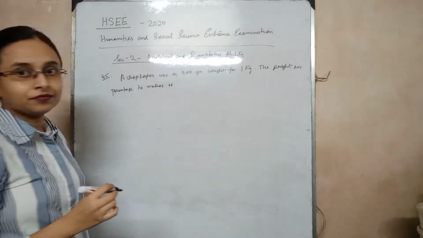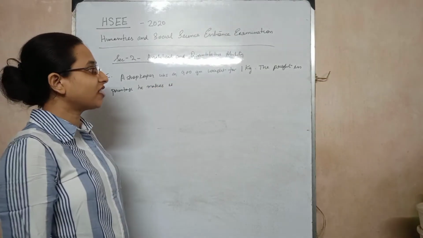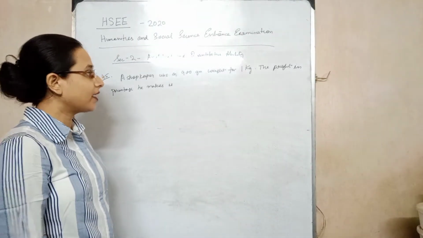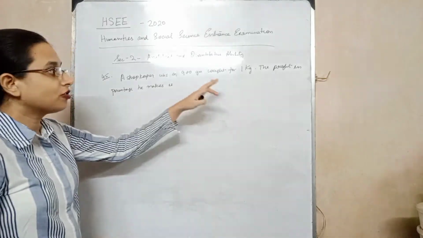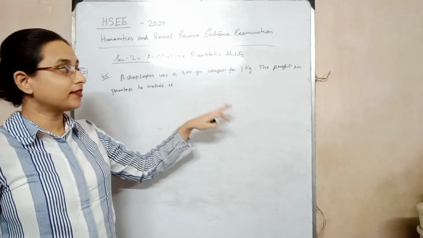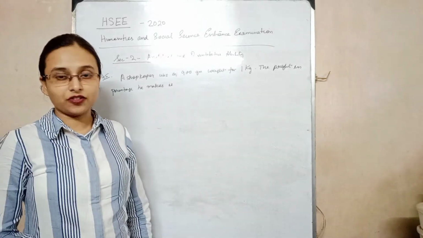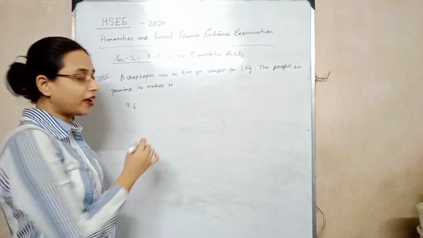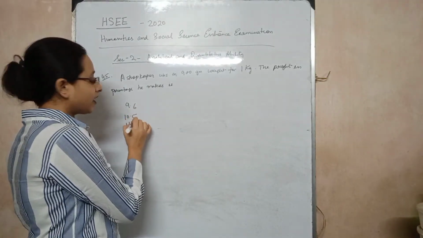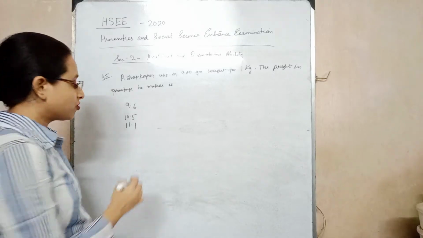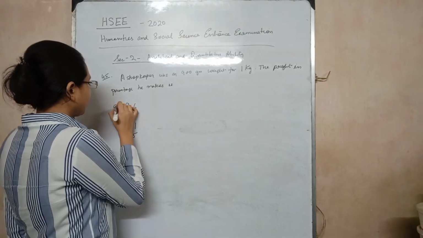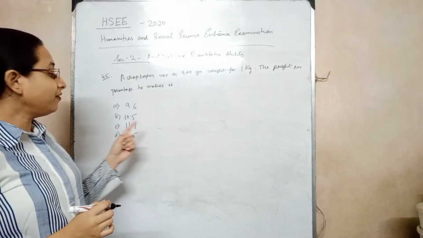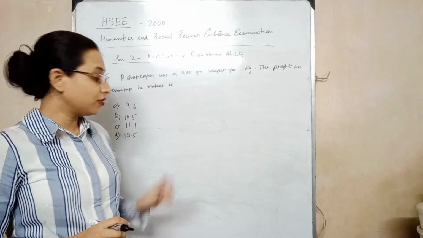A shopkeeper uses a 900 gram weight for 1 kg. The profit in percentage he makes is... Now the profit will be given. So as I told you, from here only you can understand that 100 grams is lost. First option is 9.6, second 10.5, next is 11.1, and the fourth option is 12.5. A, B, C and D: 9.6, 10.5, 11.1 and 12.5.